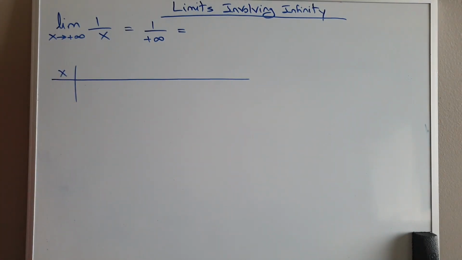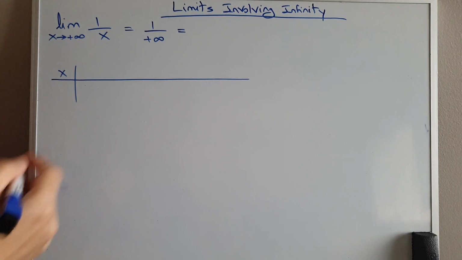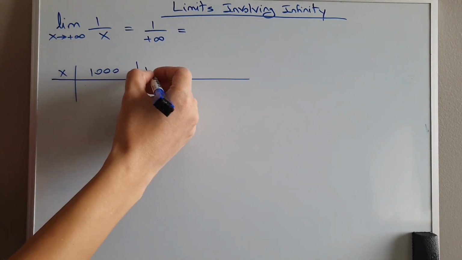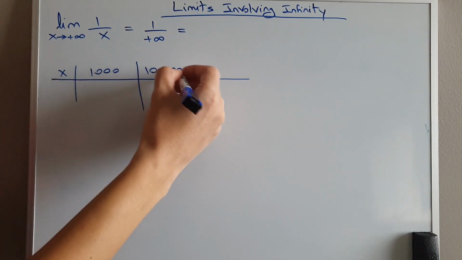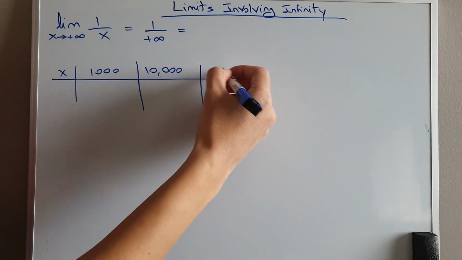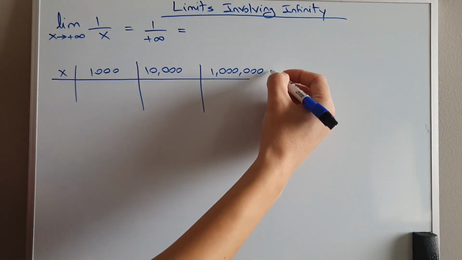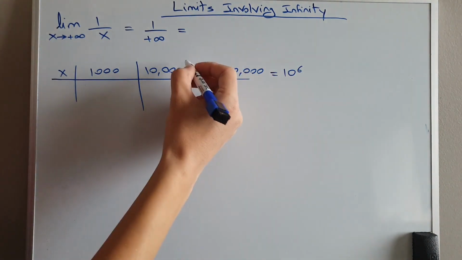So x is approaching infinity. We don't have values for infinity, we're just thinking of large values. So I'm going to take some examples just to highlight what infinity means. So if I'm taking 1,000, 10,000, and even a million. Keep in mind, I can write each of these as powers of 10.